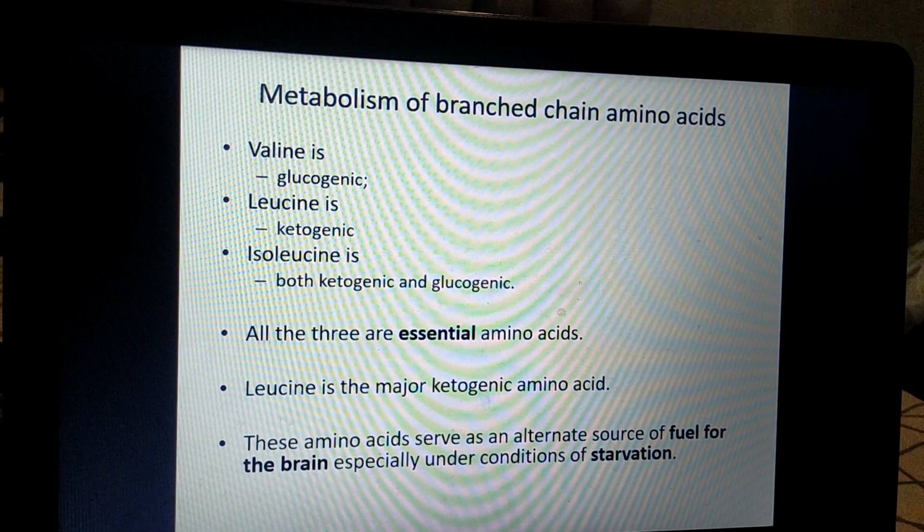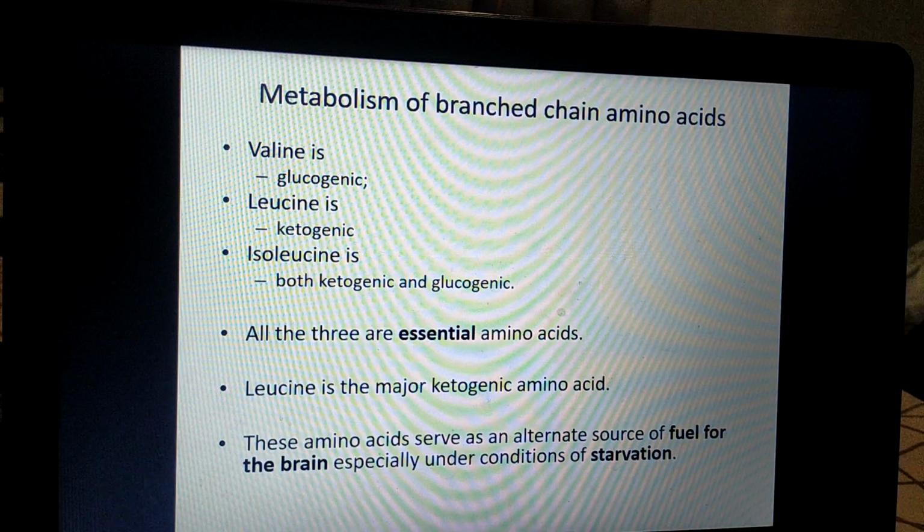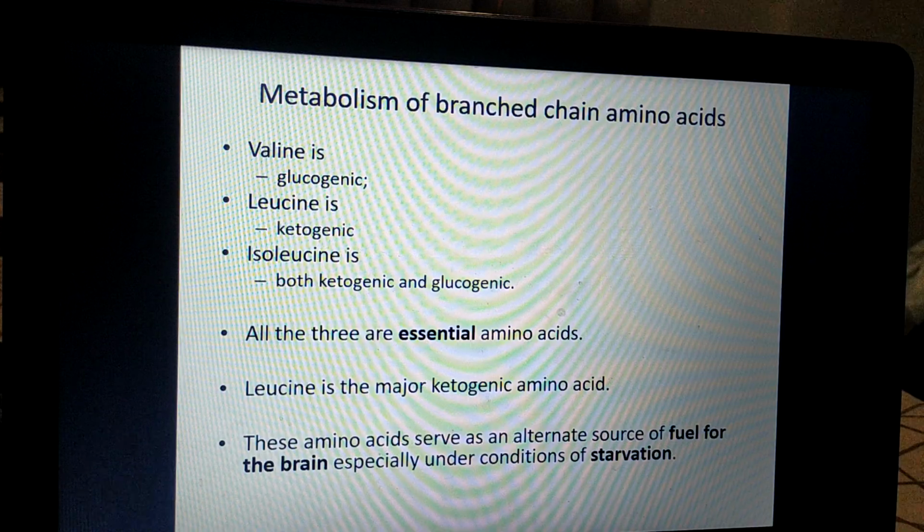Valine is a glucogenic amino acid, that means on catabolism of valine glucose is formed. Leucine is a purely ketogenic amino acid, that means on catabolism of leucine ketone bodies are synthesized. Isoleucine is both ketogenic and glucogenic. So these are the three branched chain amino acids and all are essential. These amino acids serve as an alternative source of fuel for the brain, especially under starvation.